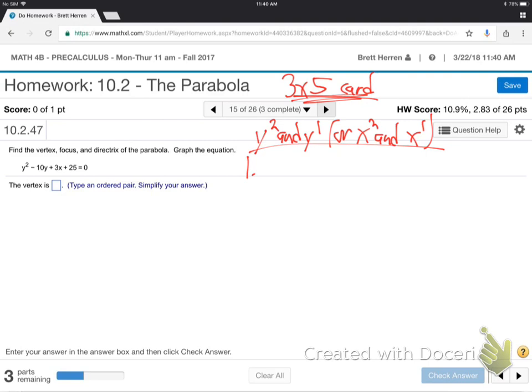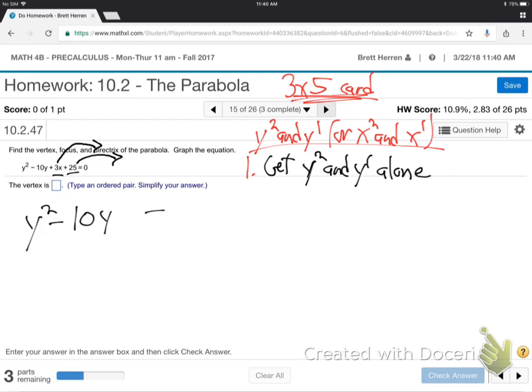What do you do first? Get the y squared and y to the first alone. Get them alone, first off. So I'm going to grab this 3x and grab this 25 and move them to the other side. So I have y squared minus 10y is minus 3x minus 25. Good so far?